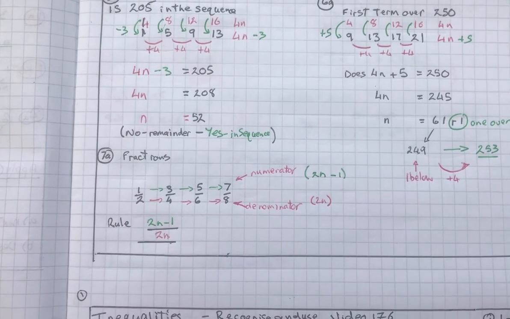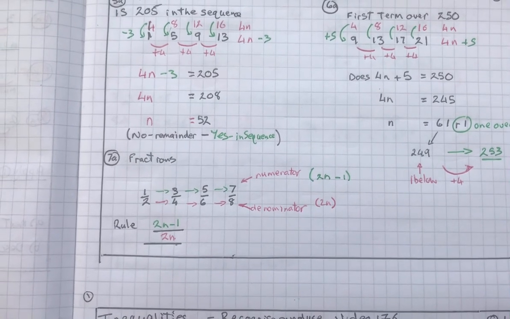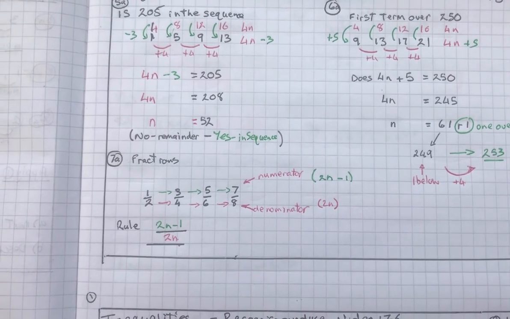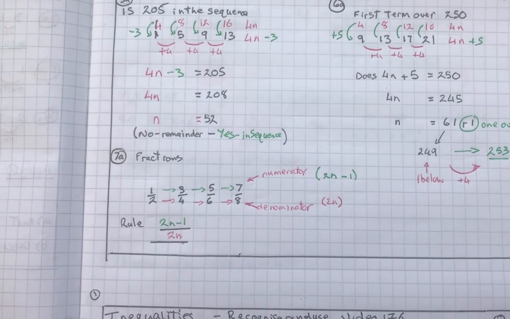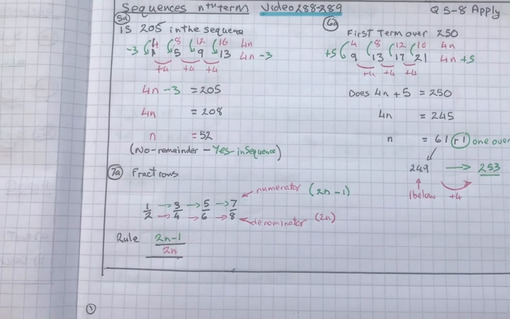The denominator, 2, 4, 6, 8, is going up in 2s, and that is my 2 times table, so it's 2n. So the rule for any fraction in that sequence will be 2n minus 1 divided by 2n.